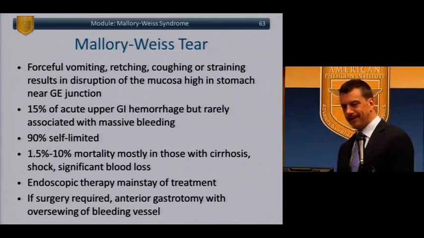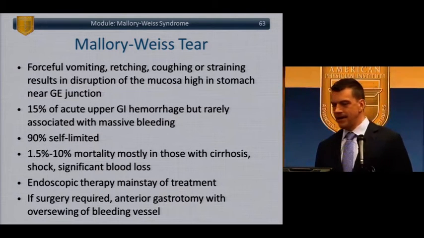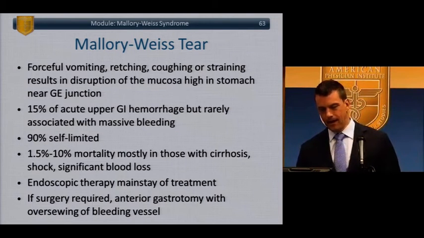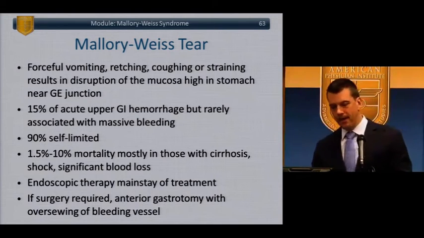Mallory-Weiss syndrome. This is forceful vomiting, retching, coughing, or straining that results in disruption in the mucosa high up in the stomach. About 15% of acute upper GI hemorrhage is due to this. 90% of this is self-limited. There is some mortality, but that's usually people with cirrhosis, varices, something else going on.